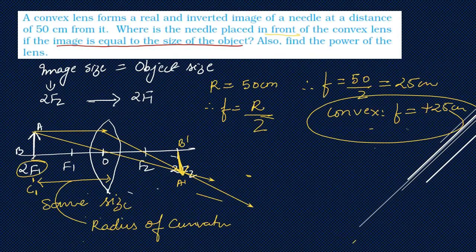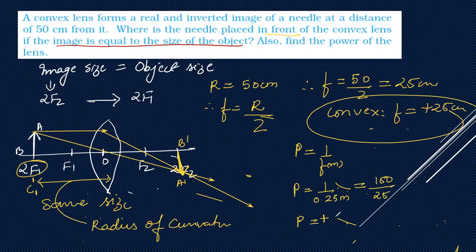So now power, we know the formula for power. Power is always equal to 1 upon f in meters. Now your focal length is 25 centimeters, so power will be equal to 1 upon 0.25 meters. So this will be equal to 100 upon 25. P will be equal to plus 4D.